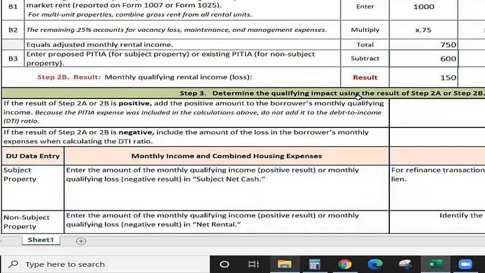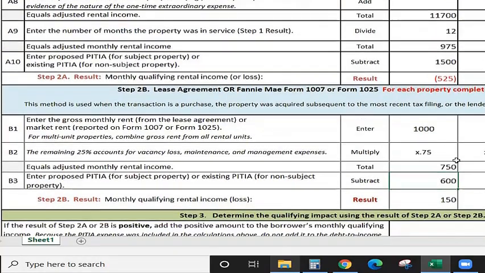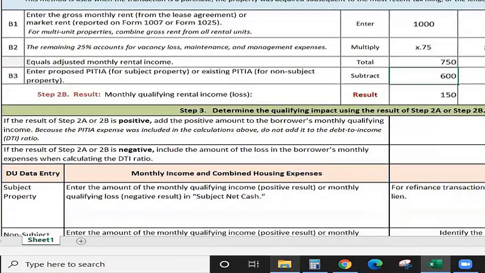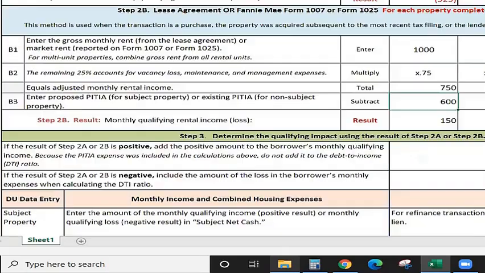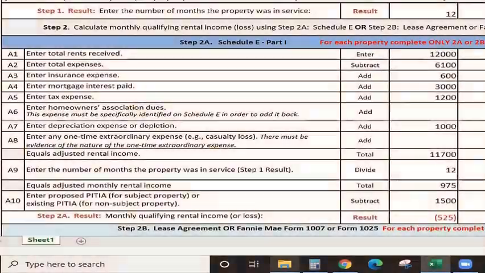And then determine the qualifying impact using the result to DTI and LTV. So whatever the properties you have, the total amount will be coming here. I will be sharing this with you, or otherwise it's very easy. You can go to Google, just type the Fannie Mae form number 1038 and you can always practice.